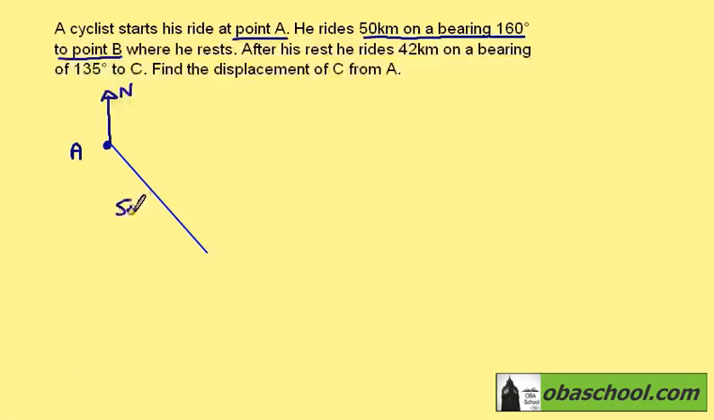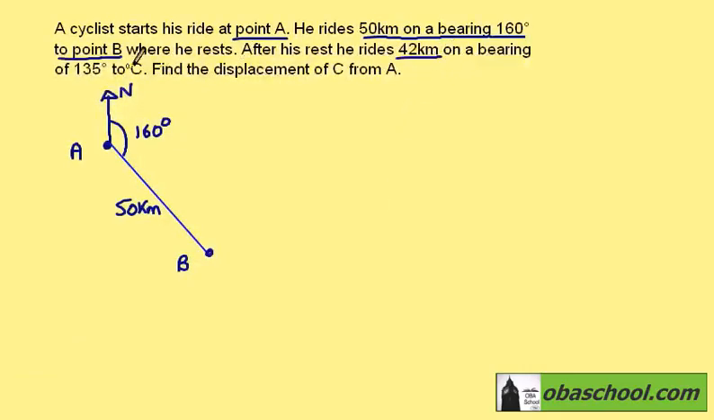The distance is 50 kilometers. This angle is 160 degrees. Remember that bearings are measured clockwise from north. So this would be the point B.